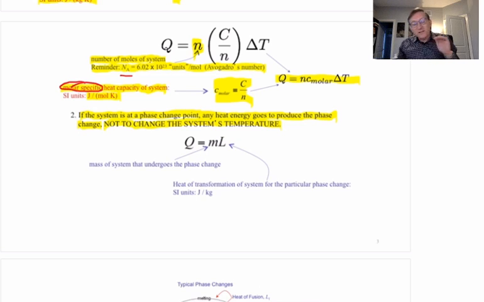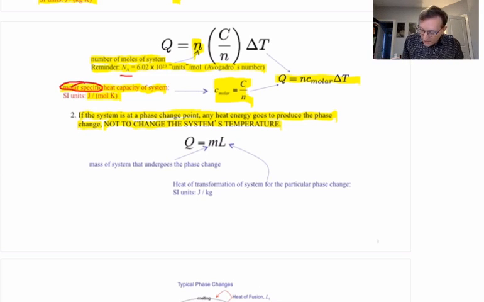Okay, so now there is no delta T. If we're at a phase change point, there is no delta T until the phase change is complete. But there is still a very quantitative, useful formula that you get from experiment. And now, the energy exchange is heat. There's still Q, there's just no delta T. Q is going to be proportional to the mass of the system that actually undergoes the phase change.